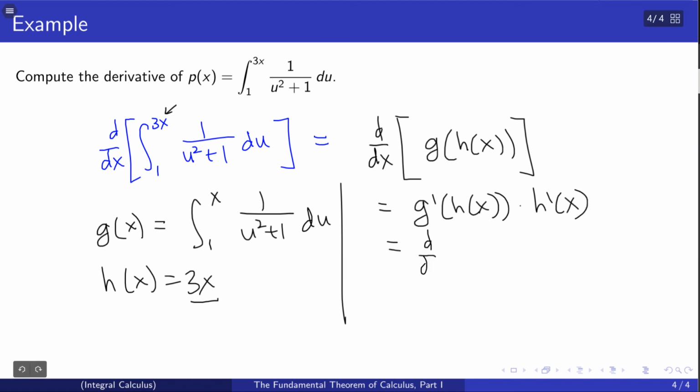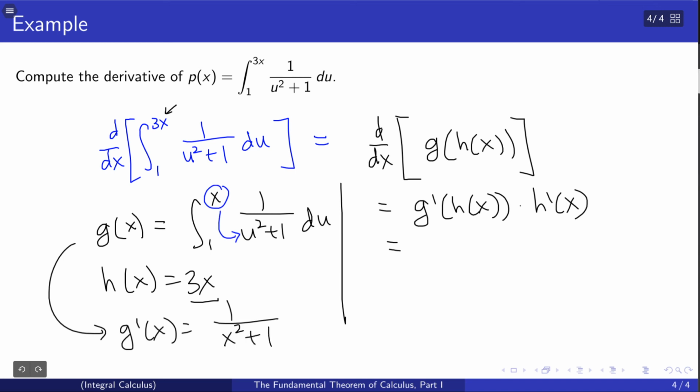And now you can just use, again, the fundamental theorem of calculus. g prime of h of x is what? Well, we know that g prime of x is equal to, since now we just have x on top, plug it in for u. This is 1 over x squared plus 1. But instead of x, we're plugging in this h of x term, which is 3x. And lastly, we're multiplying by h prime of x, which is just 3.